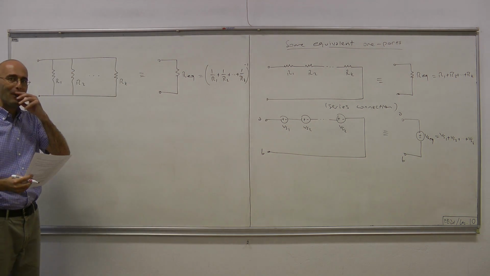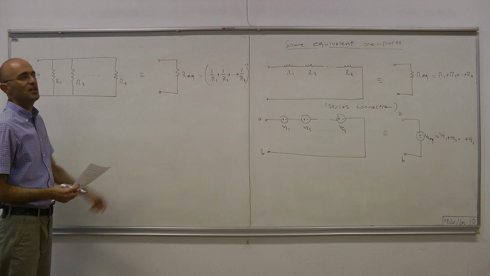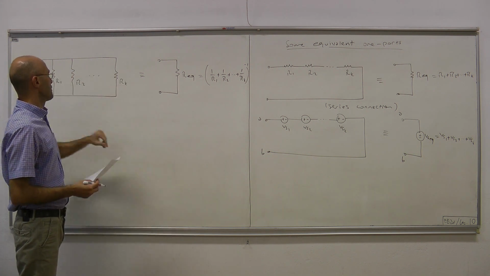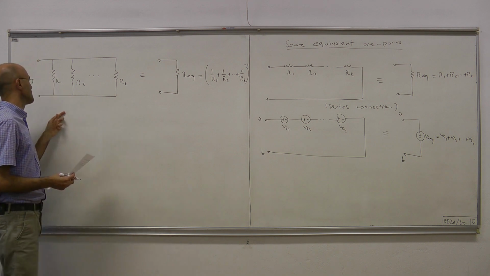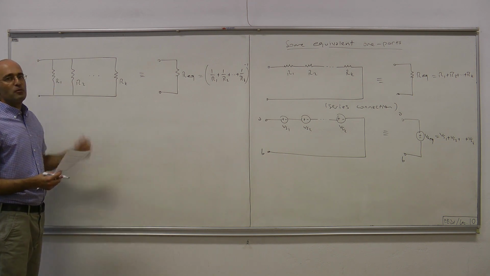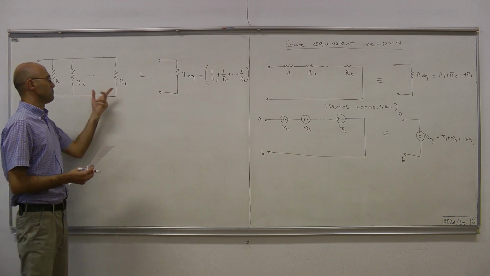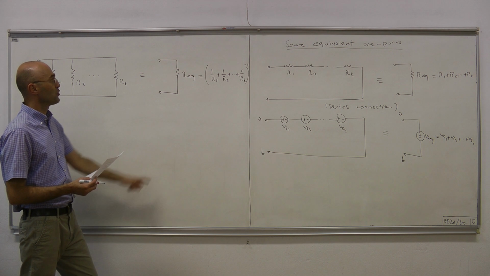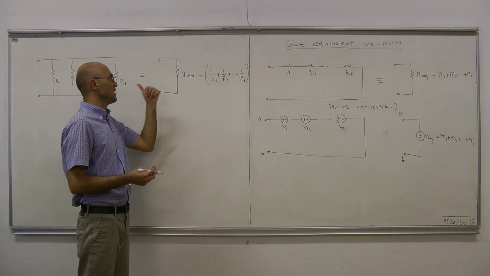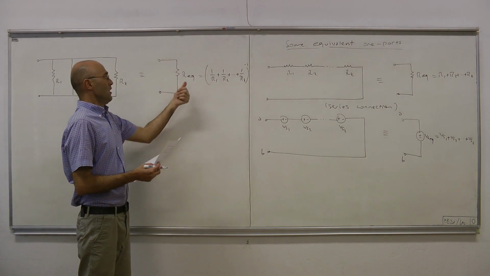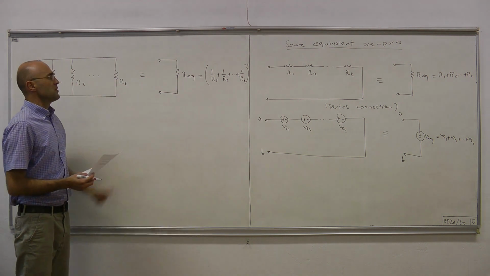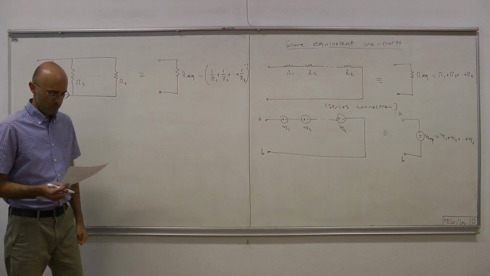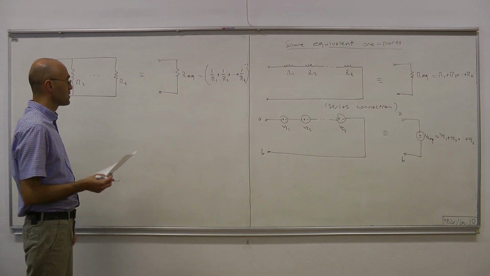Or in terms of conductances, it's much easier to express this equivalence. Here we have a bunch of resistors with conductances, let's say G1, G2 up to GK, where GK is 1 over RK, G2 is 1 over R2, and so on. Therefore, G equivalent is the sum of individual conductances. G equivalent equals G1 plus G2 plus up to GK. So that's called parallel connection.